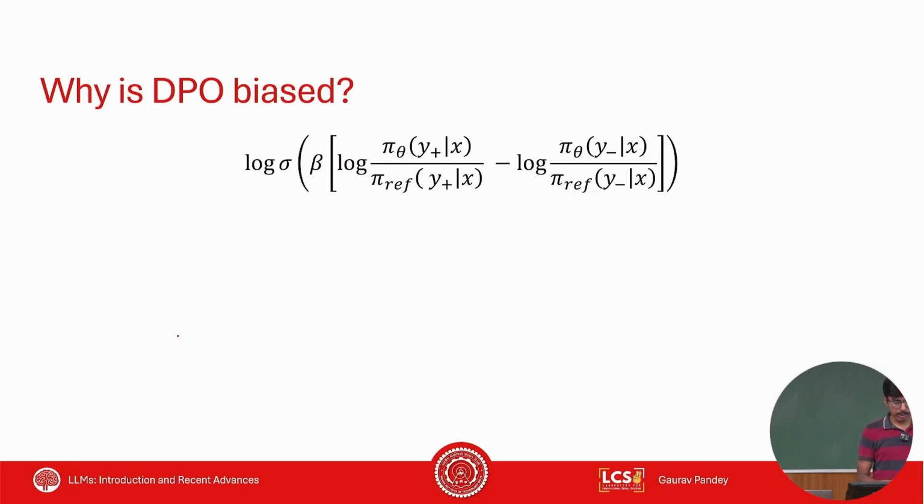Finally, there's one more thing we want to talk about, which is that there is an inherent bias in the DPO objective. So let's look at the DPO objective again. It says to increase the implicit reward. This is your implicit reward of the positive response.